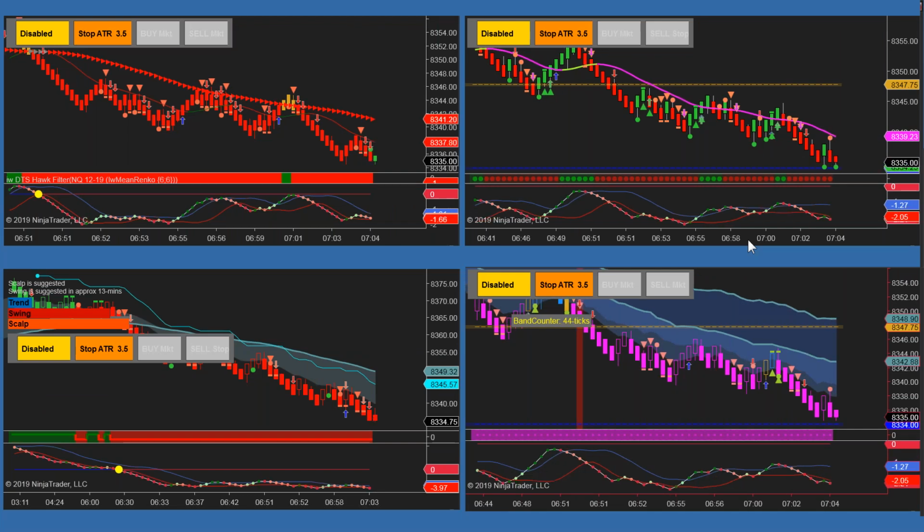Still waiting on a decent pullback here that would make it a little bit easier to get into this market, but right now the sellers are taking the buyers to the woodshed.